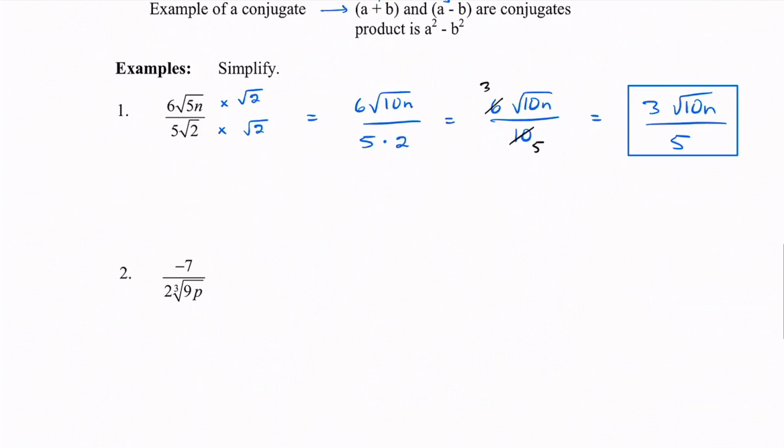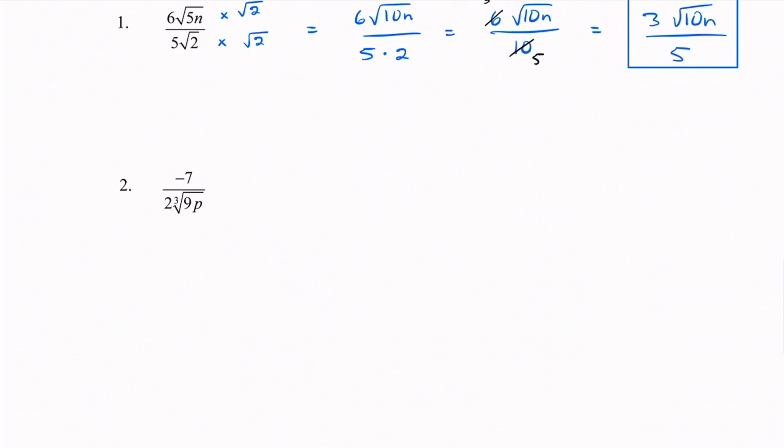Number 2 here now, we got -7 over 2 times the cube root of np. So to get rid of this cube root, we're going to have to times by something. So I'm going to times by the cube root of 9p. But if you ever have cube roots, because you have a 3 there, you need to multiply so that you have 1, 2, 3 of them. So I need to multiply by another one of these. So another cube root 9p.